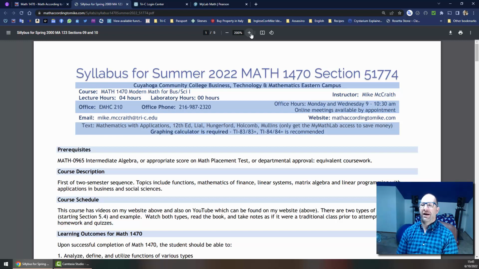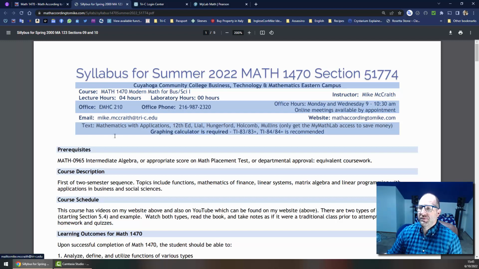First off, my office at the Eastern Campus is EMHC room 210. It's called the Mandel Building if you ever visit it. Office phone number is listed there, and notice I have office hours Mondays and Wednesdays from 9 to 10:30 a.m. And if those don't meet your time, you can make an appointment with me, and we'll meet virtually using Zoom. I can show you the link for that in two places, actually, Blackboard and also the Math According to Mike.